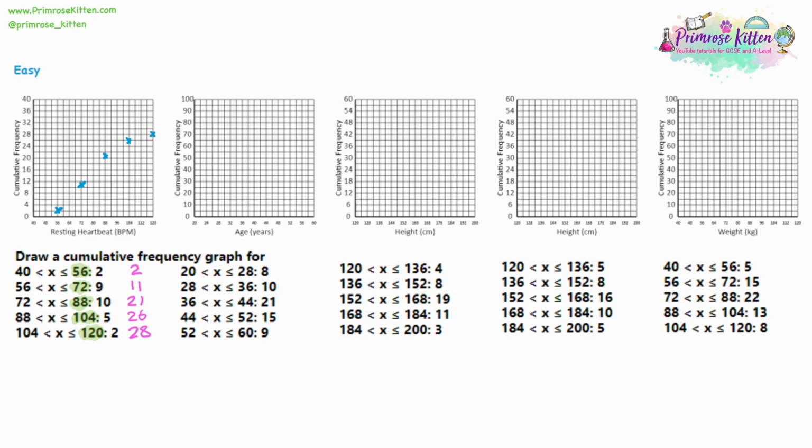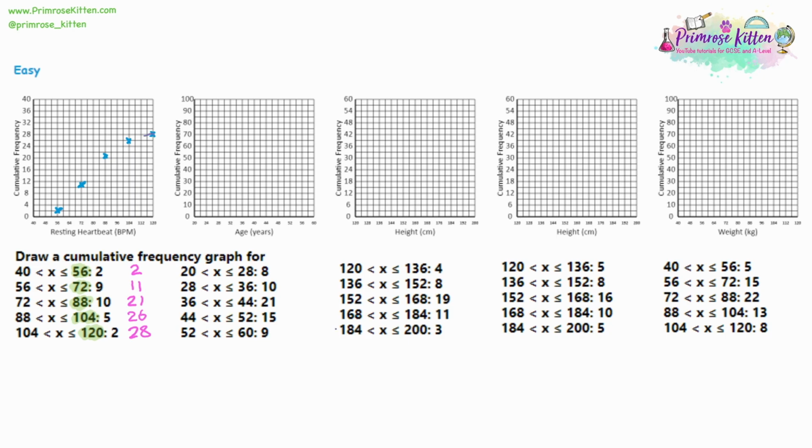And now we've plotted all our points, we're going to come to the third mistake that students tend to make. So the first mistake was plotting at the midpoint. The second mistake was just plotting the frequency. We're plotting the cumulative frequency, that means add it up as you go. The third mistake is joining it all up with a straight line. Now what we're actually going to do is we're going to join this up with a curved line.